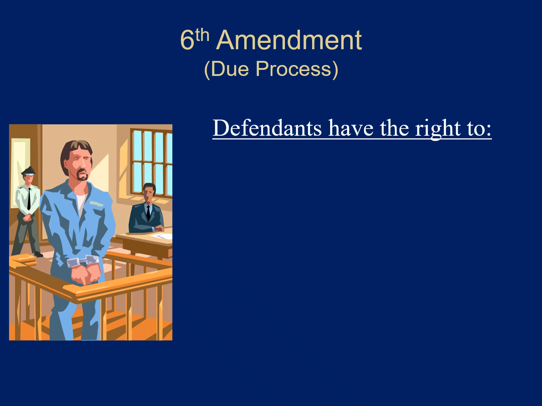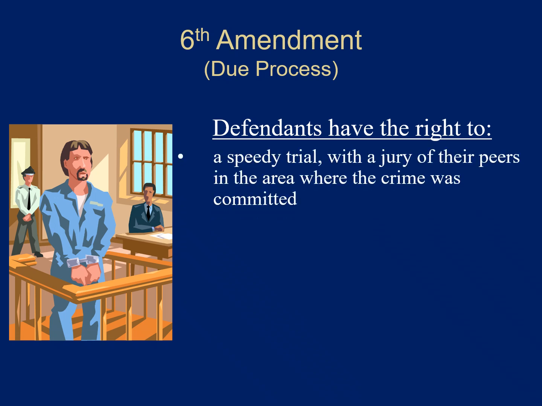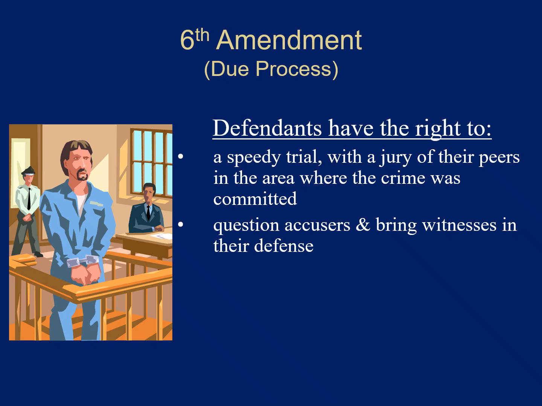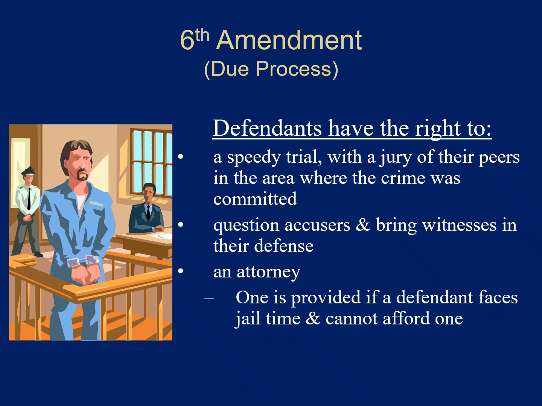The Sixth Amendment also covers due process. It outlines a series of rights that defendants have. If we're accused of a crime, we have the right to a speedy trial. We also can have a jury of our peers, and that trial can take place where that alleged crime was committed. If people are testifying against us, well, we can question those people. We can also bring our own witnesses to defend ourselves. We also have the right to an attorney. And we can get one even if we can't afford one, if we face jail time for the offense that we're charged with.